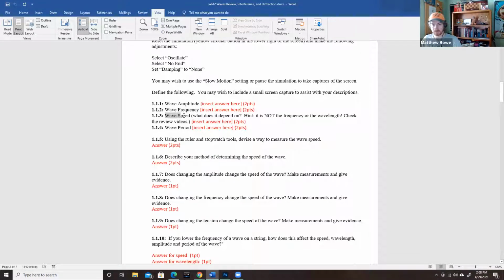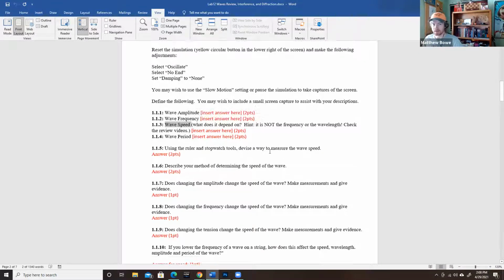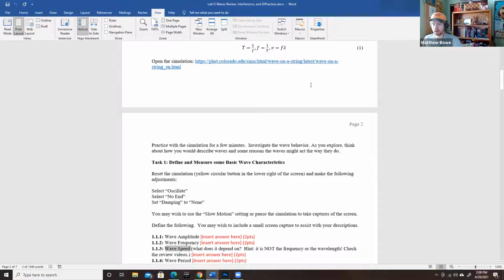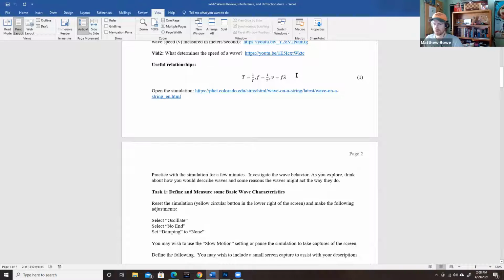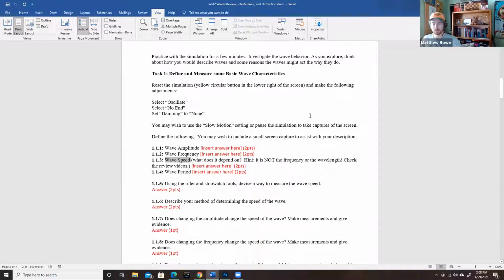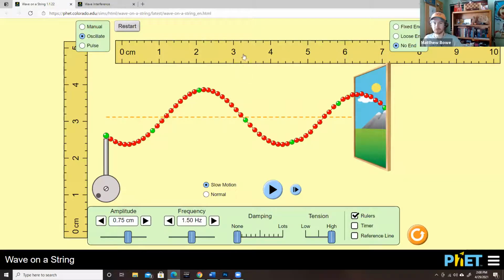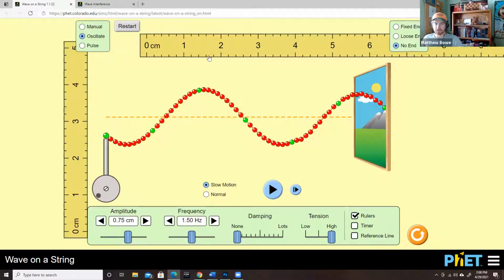We need to find the wave speed. Now, this wave speed is not quite what is given up above in the equations at the top of the screen. We're not necessarily using that for the wave speed. What we need to do to find the wave speed is to actually measure the distance it travels and how long it takes to go that distance. So let's go back here. We want to measure a distance.